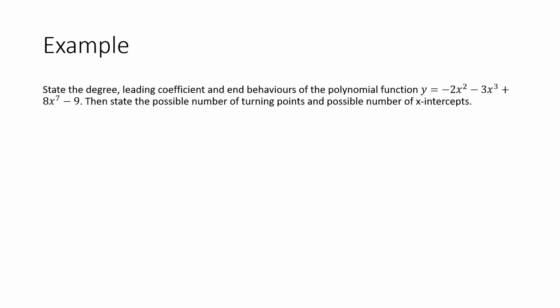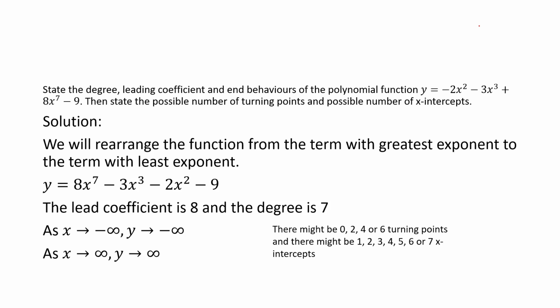Let's state the degree, leading coefficient, and end behaviors of this polynomial function. Well, what's a little bit tricky about this is the terms are stated out of order. Our lead term is this one right here. So we've got a positive leading coefficient and we have an odd degree. Okay, so now that we know that, we see that the lead coefficient is 8, the degree is 7, and it's easy for us to determine what the end behaviors are.